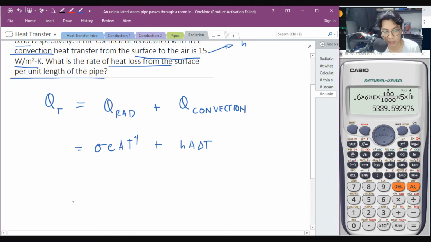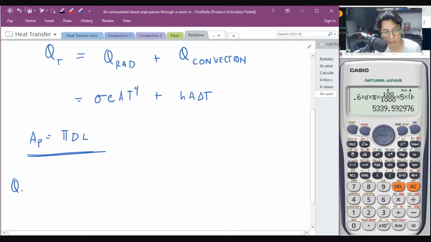Ngayon, the projected area dito sa problema natin. Di ba steam pipe? Ano ba yung area projected ng steam pipe? Di ba pi D L? Yun na yun. Pi D L. Ito na yung area that is projected. So, Q total now is equal to sigma, emissivity, area projected is pi D L multiplied to the T nung hot side to the fourth minus T nung cold side to the fourth. Yan yung buo. Okay?